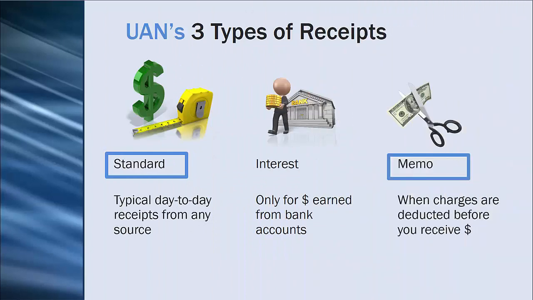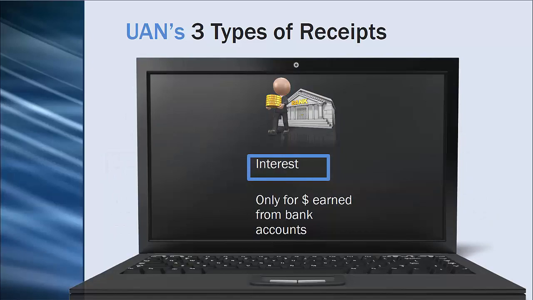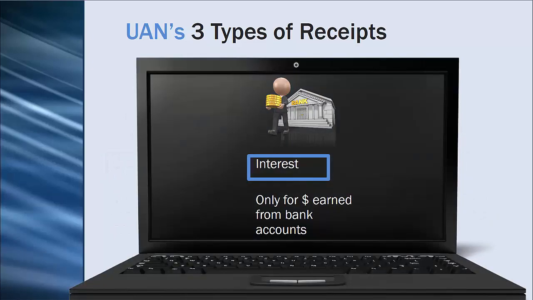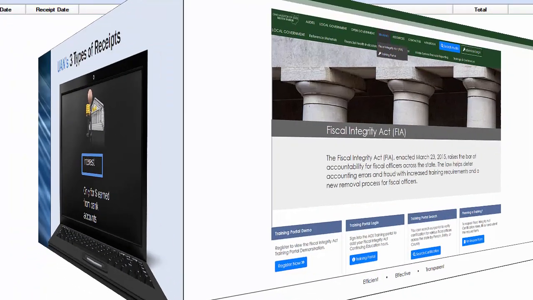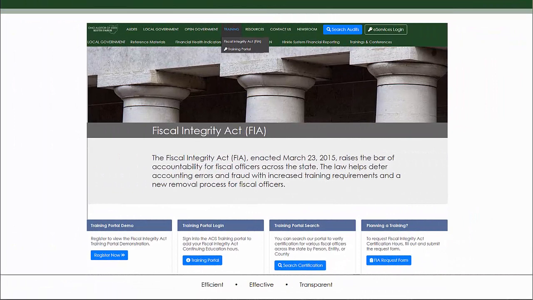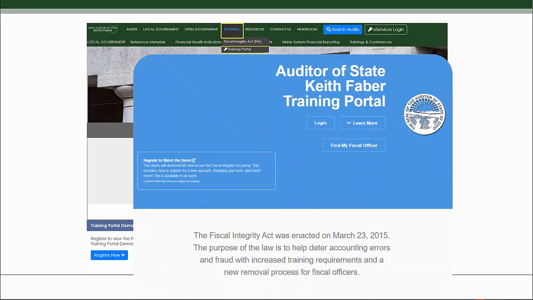Well, that wraps up our receipt examples for now. We've covered standard and memo receipts. If you haven't already, be sure to watch the video on interest receipts. Don't forget to report all of your UAN training for Fiscal Integrity Act credit, following the Auditor of State's guidelines and deadlines on the training portal.